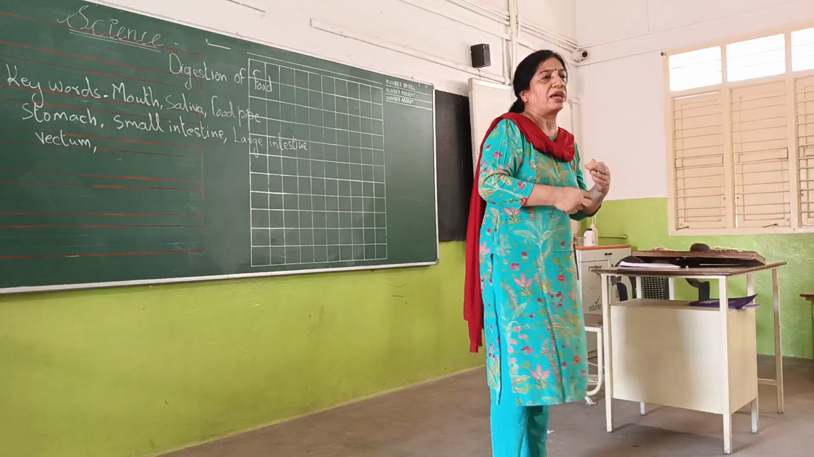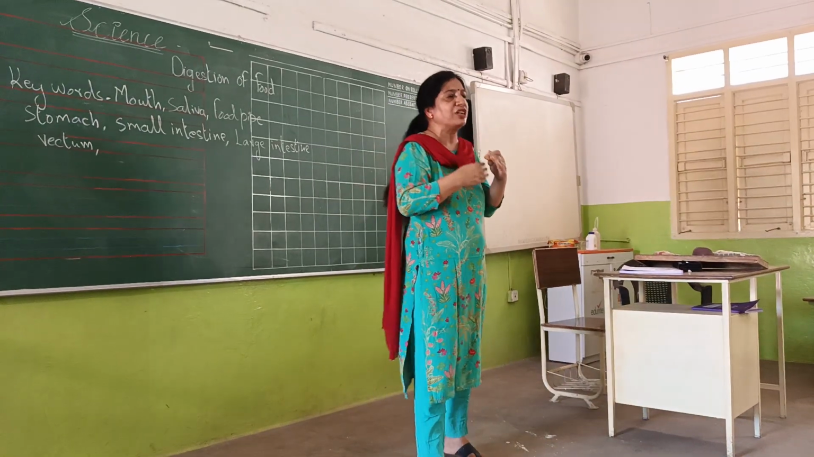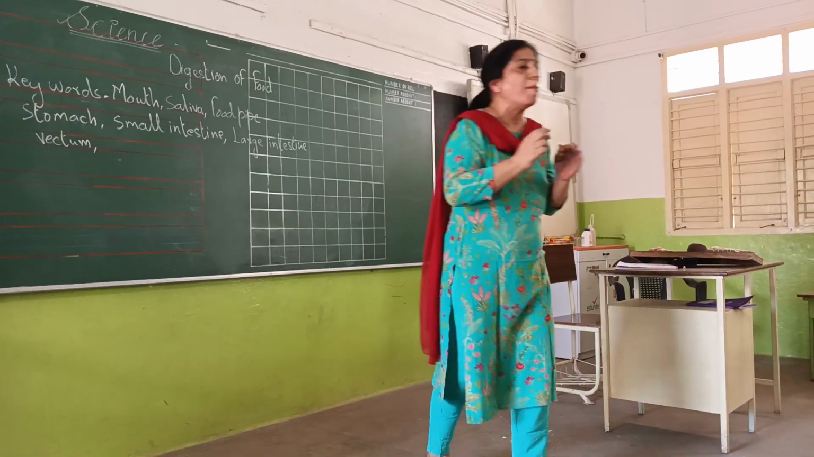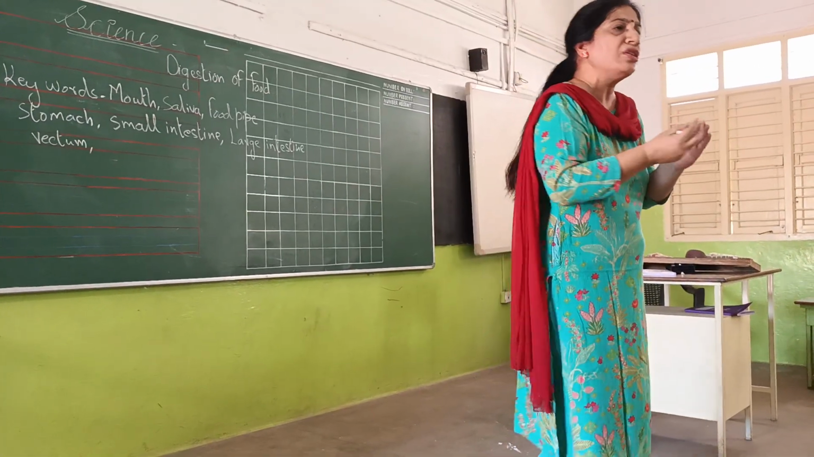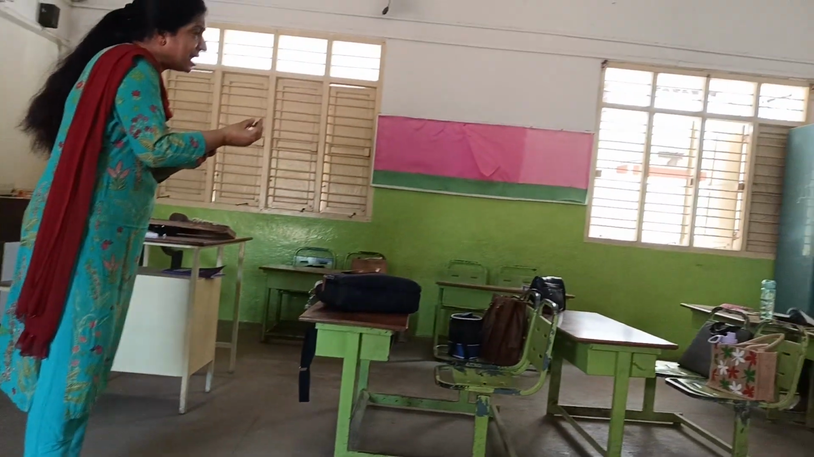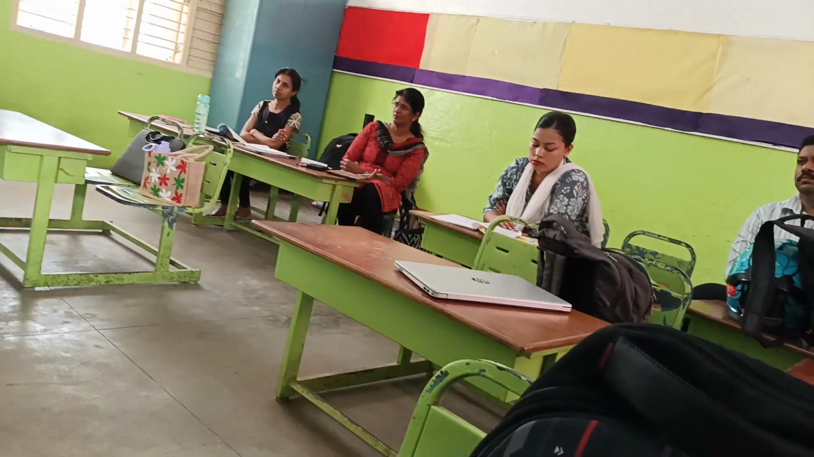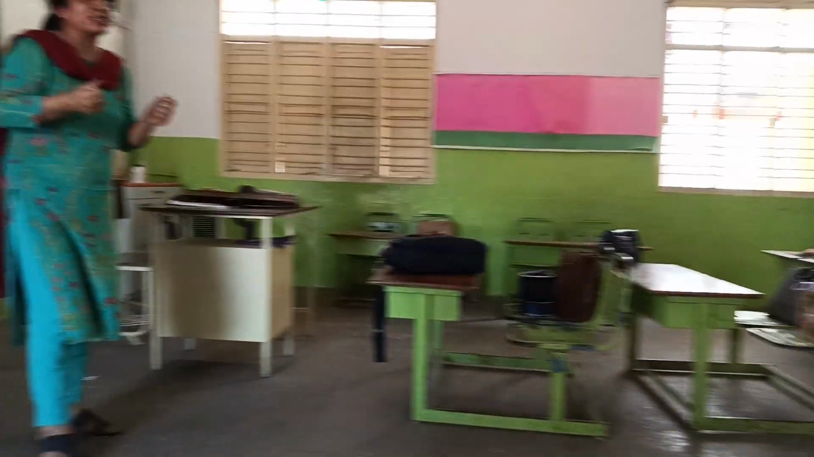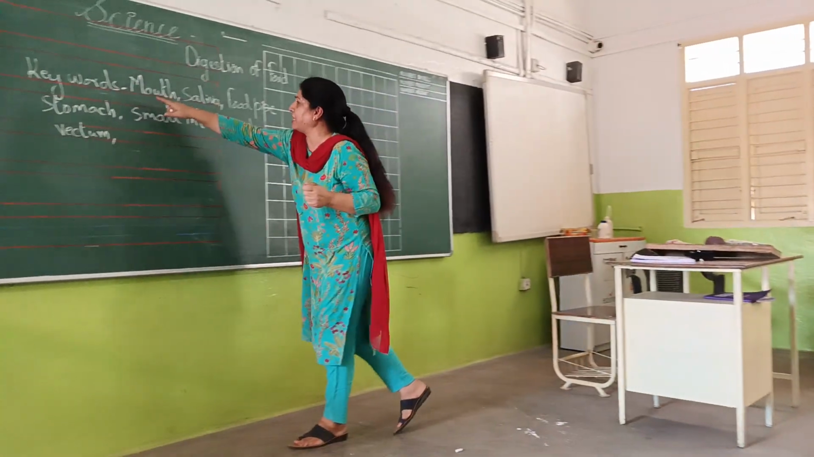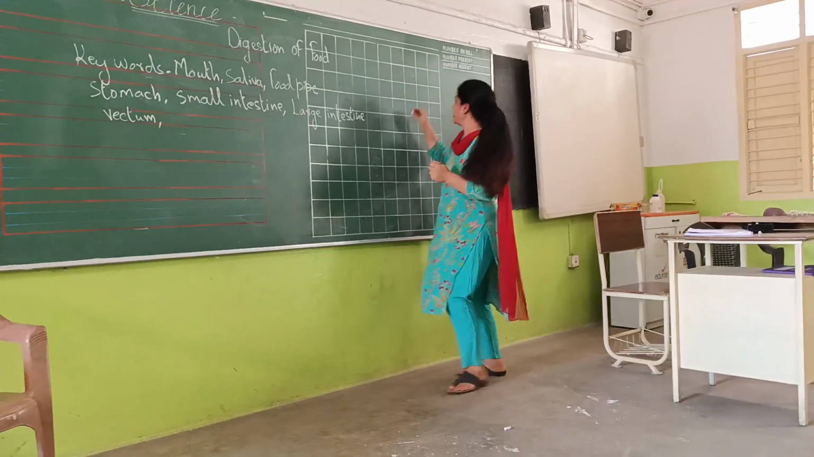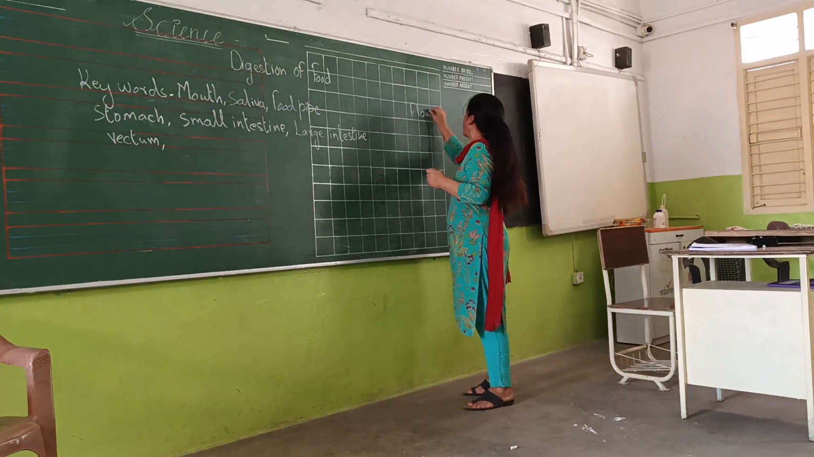Okay. Now I am going to tell you the definition for the process of digestion. Digestion is breaking complex food substances into simpler forms that are absorbed by the blood so that our body can get energy. Now the next thing we are going to see is called the flow chart.